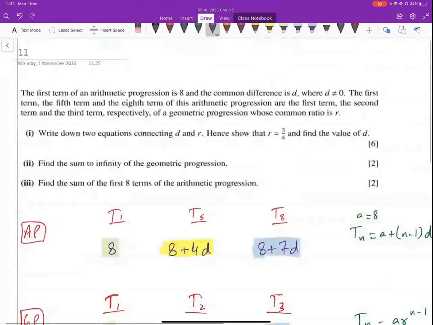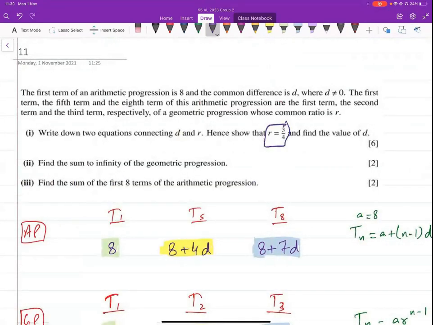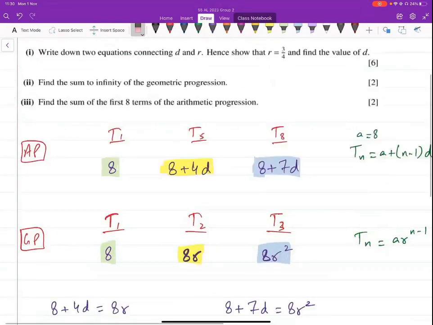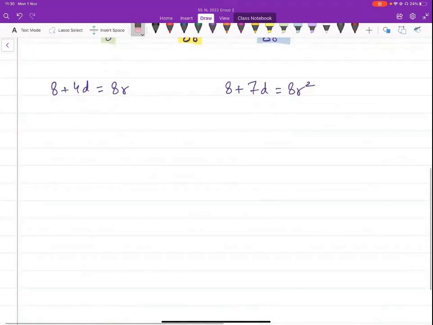And now we have to show that R equals 3 over 4, and we also have to find the value of D. Okay, R or D की values find करनी है. We have simultaneous equations. We can just solve those simultaneous equations. We will get the values of R and D from this. Okay, so let's solve them.